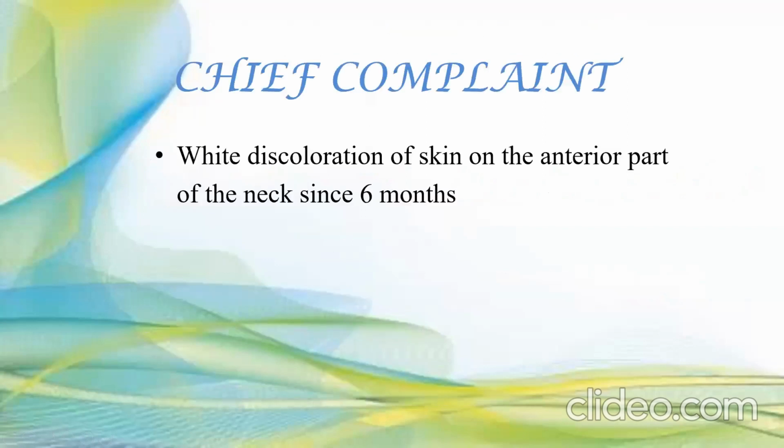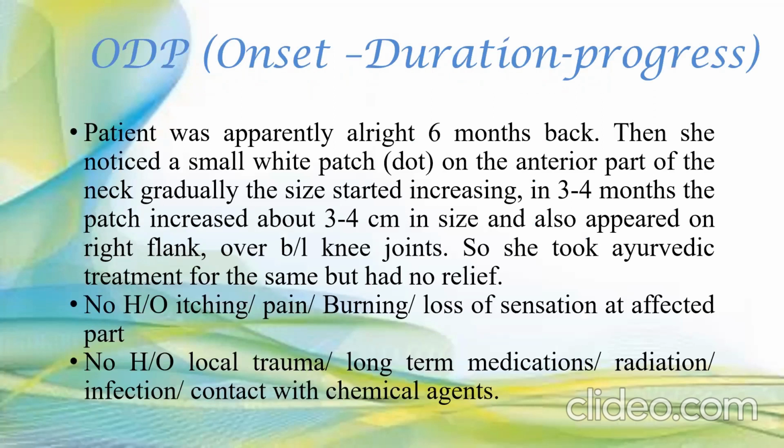There is a white discoloration of skin on the anterior part of the neck since 6 months, so just the starting of the patches. The patient was apparently alright 6 months back. Then she noticed a small white patch on the anterior part of the neck. Gradually, the size started increasing over 3 to 4 months.